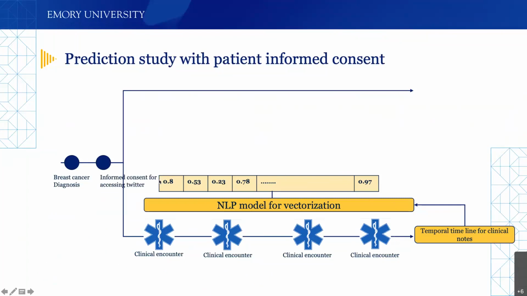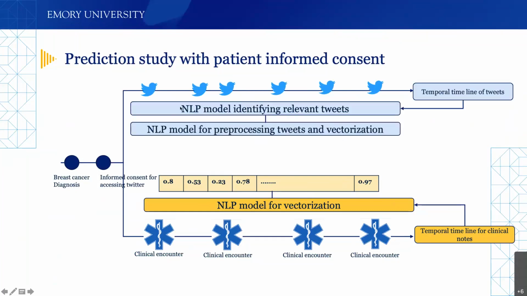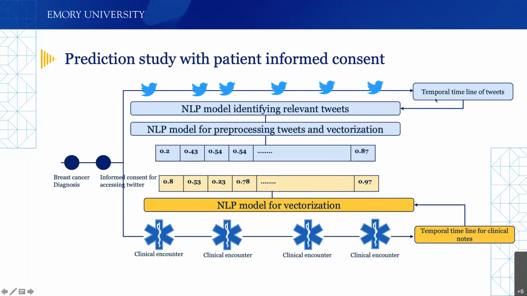Then we started analyzing those patients with informed consent for accessing their Twitter data. We got all the temporal tweeting posts, applied our NLP pipeline as well as the vectorization, and created a vector representation of these temporal tweets. So we have the vector representation of the clinical encounters as well as of their temporal tweets. It's very nice that we have both sources of information that can fill in gaps for each other.